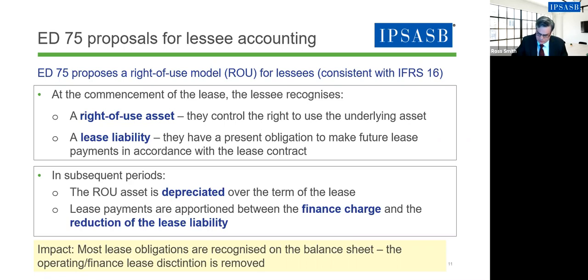And it's important to link that to the conceptual reasoning behind that for both the private and the public sector. And that's really because when you look at a lease contract, it really is a financing similar to if you borrow to buy a specific asset. So that's the conceptual underpinning. And the real impact of bringing in the ED 75 proposals will be most lease obligations would be recorded on balance sheet, and the operating finance lease distinction will no longer be relevant for lessee accounting. Next slide, please.